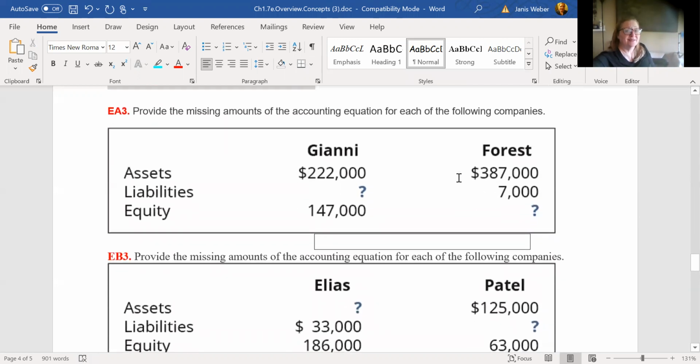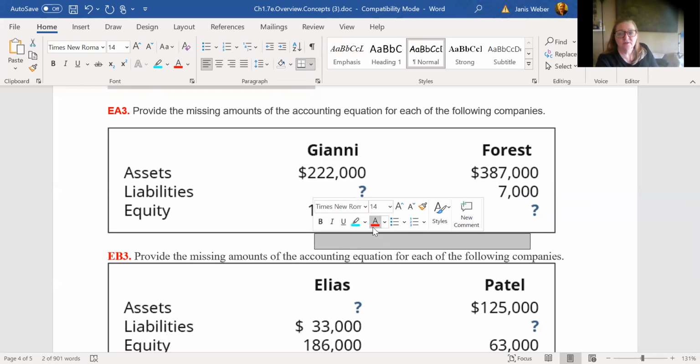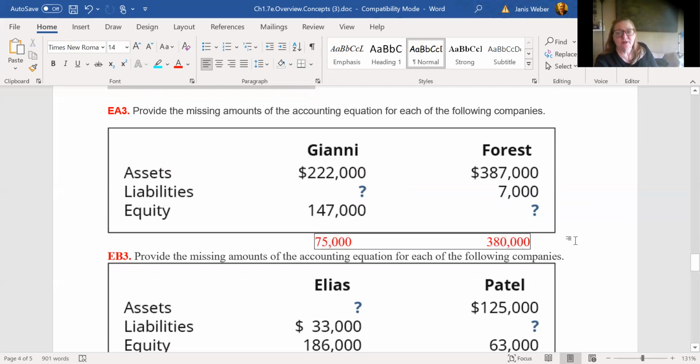Here's another one. It's exactly the same thing. These two companies give you the asset amount in both cases, and there's a missing piece. On Gianni, there is a missing liability amount, but they gave me the assets and the equity, so I know how much that liability total is. The same thing with Forrest. You can eyeball this one very easily. They gave me assets of 387 and liabilities of 7. That means I know the equity is 380, right? So let's go ahead and show these. 380 is the missing piece for Forrest.